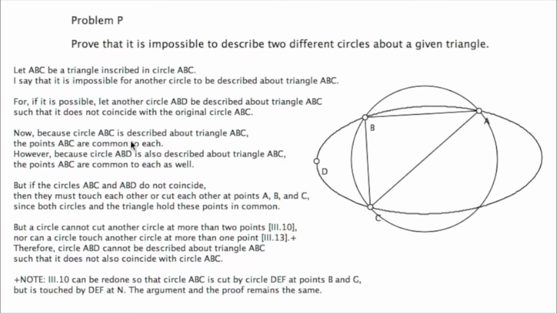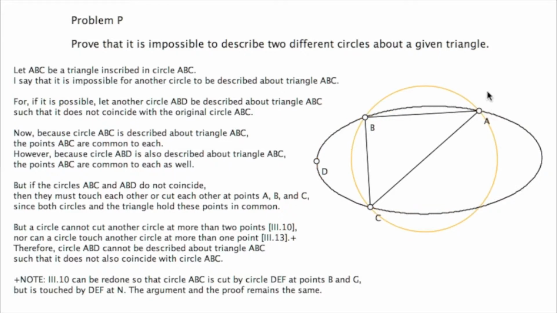Now, because circle ABC is described about triangle ABC, the points A, B, and C are common to each, right? So this circle here has points A, B, and C on the circumference, which of course correspond to the corners of our triangle ABC. So the circle and the triangle share those 3 points. But because the circle ABD, this oval circle here, has also been described about the triangle, it shares those points as well. So what we find then is that the points A, B, and C are common to all 3 figures. It's part of the triangle, it's part of this circle, and it's part of this circle. So all 3 of those figures share those 3 points.